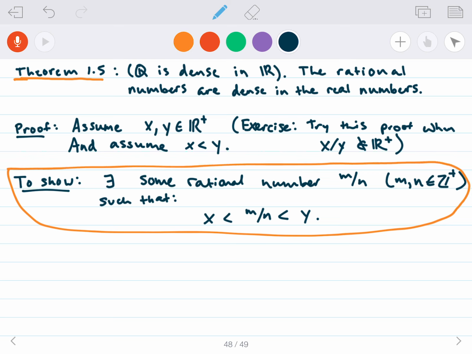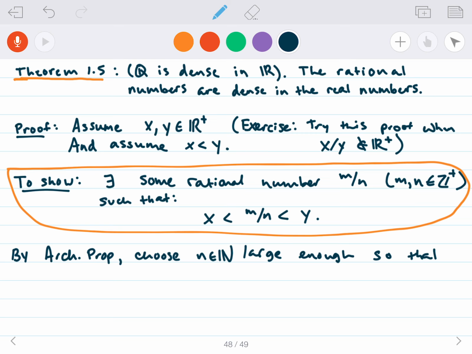And so here's the continuation of our proof. So we know by the Archimedean property that we can choose little n in N large enough so that 1 over n is less than the difference y minus x. Okay? So this is just by the Archimedean property.